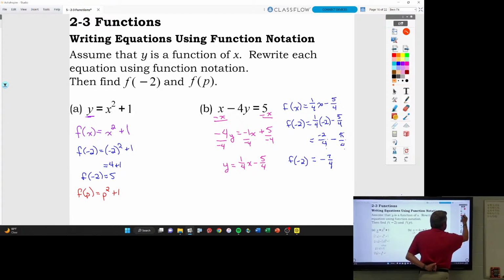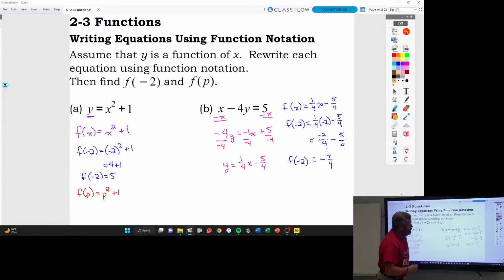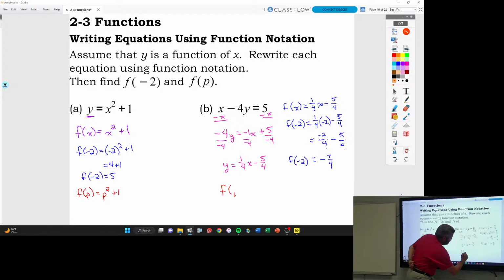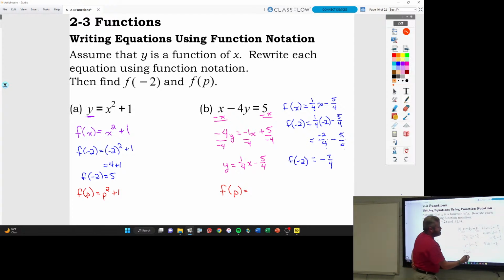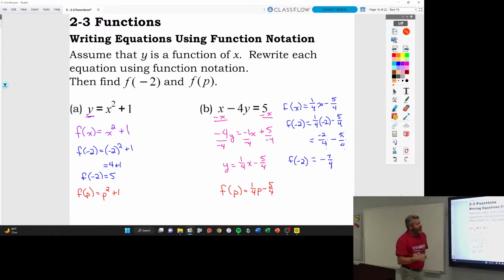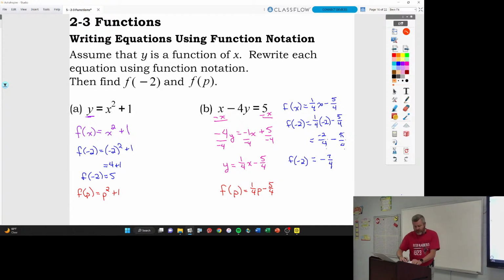And to plug the p in, again, there's not going to be any math that I can do with that, so I'm just going to write it down. F of p equals, I'm changing all of my x's to p's, 1/4 p minus 5/4. And again, there's nothing that I can do with that, so I'm just going to leave it right there.